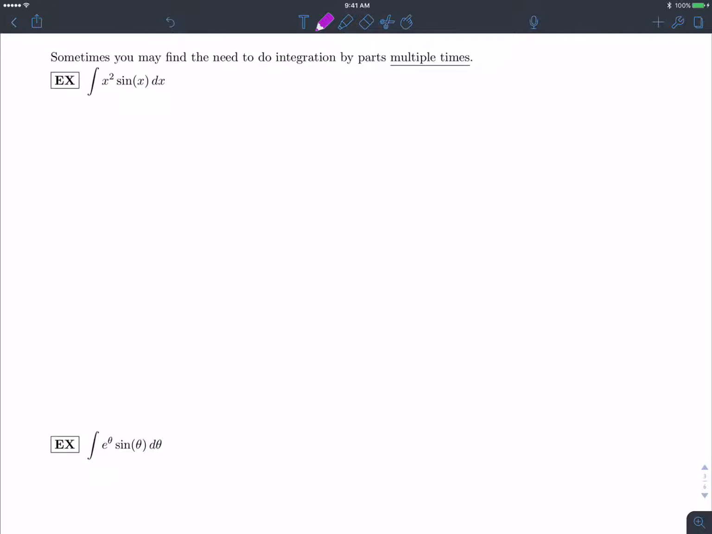So far, in the examples of integration by parts that we've done, we kind of lucked out in that one round of integration by parts got us to an answer. That's not always going to be the case. So I wanted to go through a few examples where we may have to do integration by parts a couple of times. So here's one that looks similar to one that we did before.